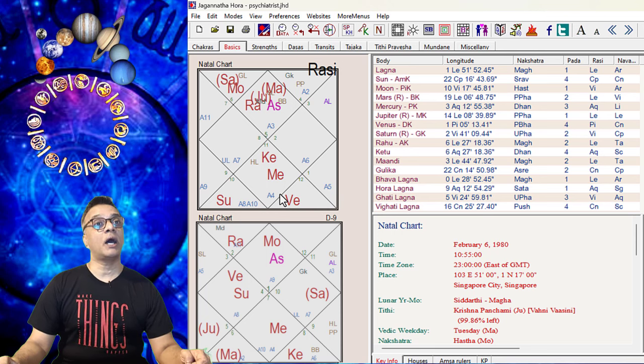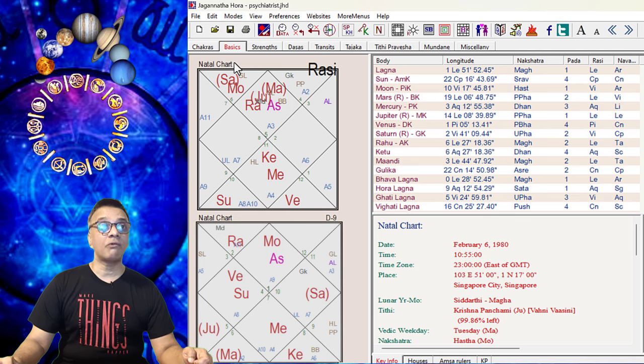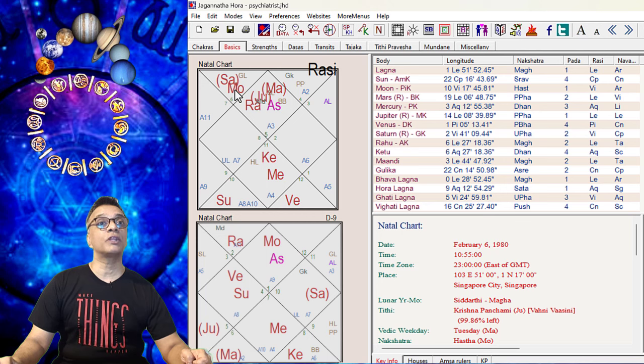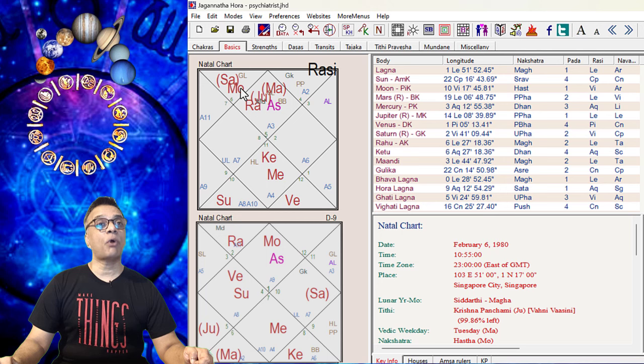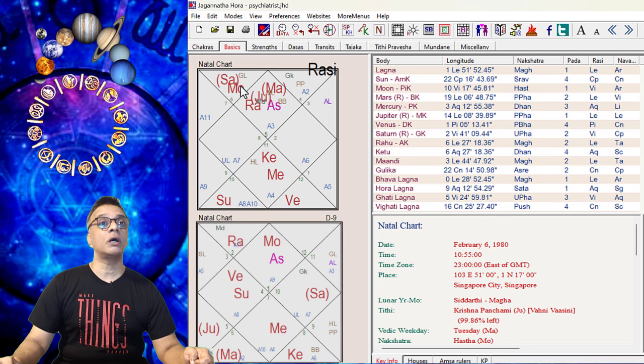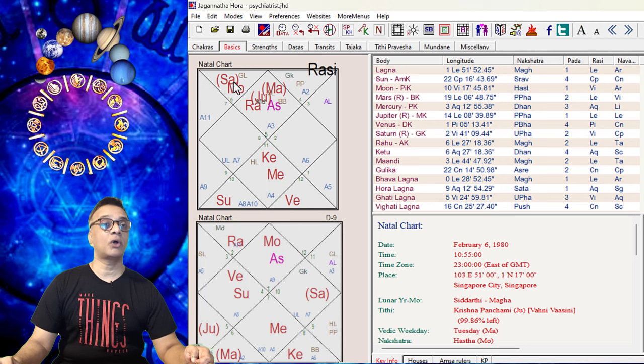If you see, the seventh lord is Saturn. Now Saturn is placed in the second house. However, Saturn is placed in the second house with the 12th lord, Moon. So this is important because Moon is also her birth nakshatra lord. That's why this indication becomes stronger as well.